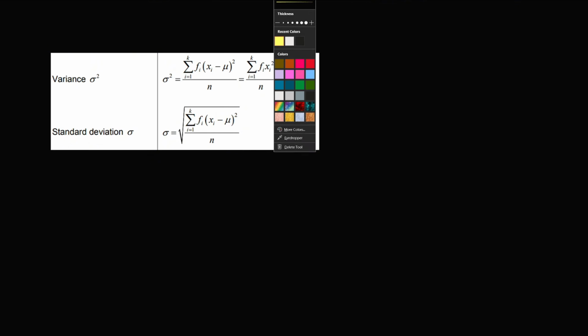Alright, now let's talk about variance or standard deviation. They mainly just use these two formulas, but let me break it down for you. So Fi is the frequency of each data point. Xi is actually the value of the data point. U is the mean. N is the total number of data points. And as long as you know those, you should be able to find variance.